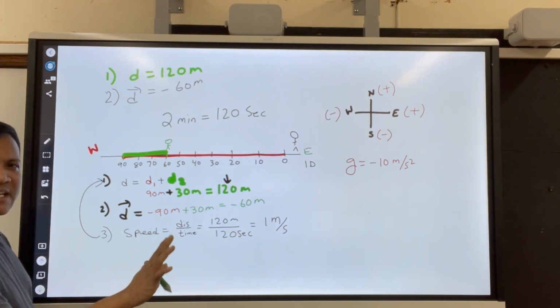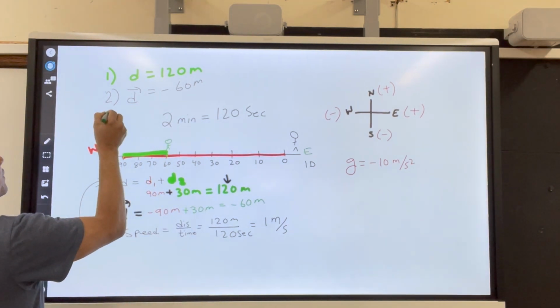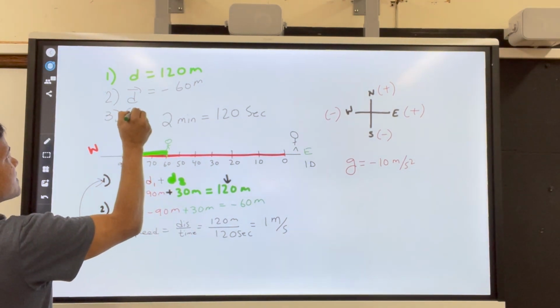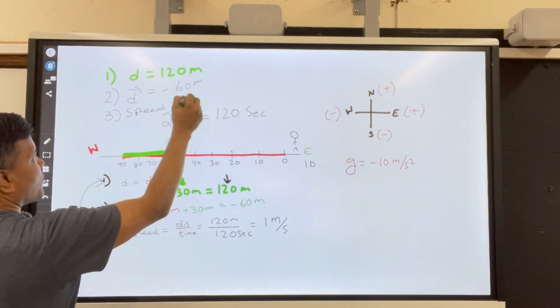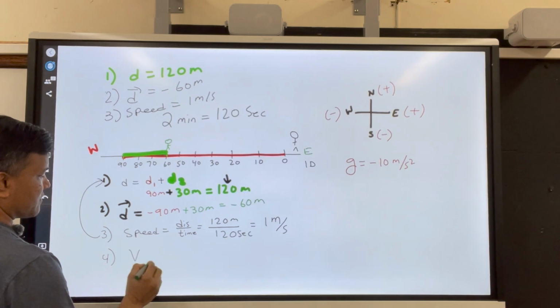You don't have to write anything else. You don't have to write the direction because this is speed. So number three, the speed is 1 meter per second. Number four, of course, you're gonna find the velocity, right?